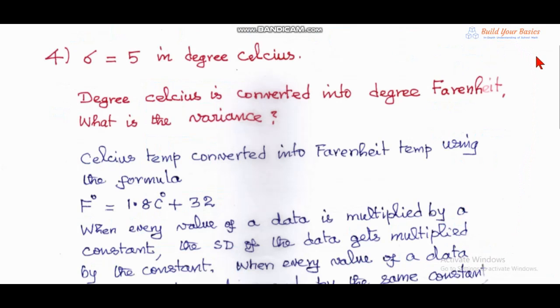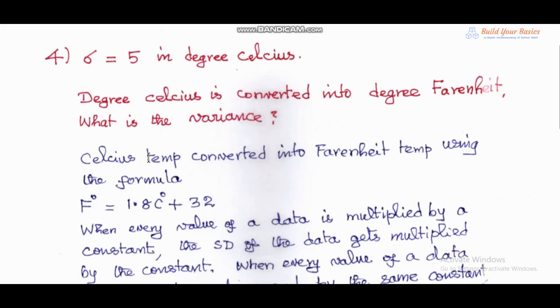Unit exercise 8, question number 4. The standard deviation of some temperature data in degree Celsius is 5. If the data were converted into degree Fahrenheit, then what is the variance? So sigma is given as 5 in degree Celsius. Degree Celsius is converted into degree Fahrenheit. What is the new variance?